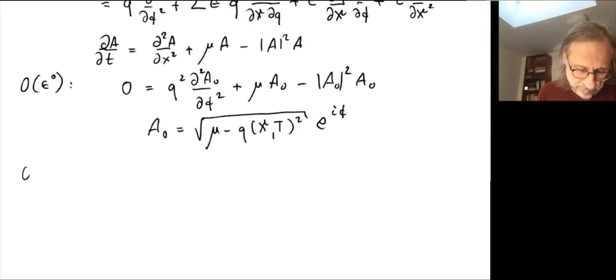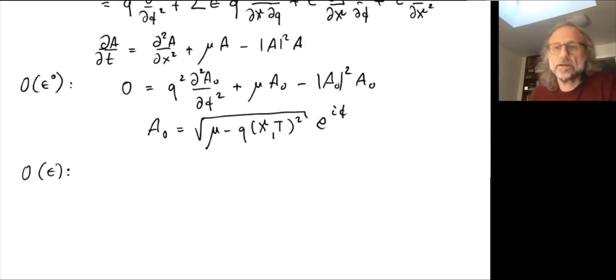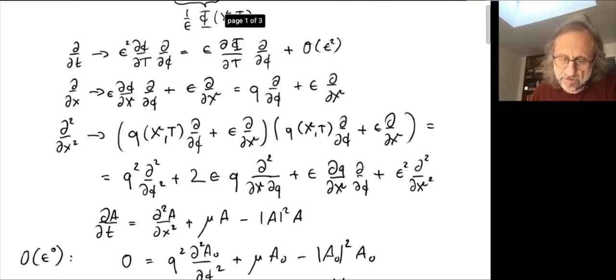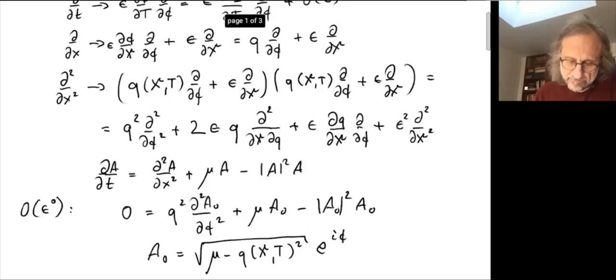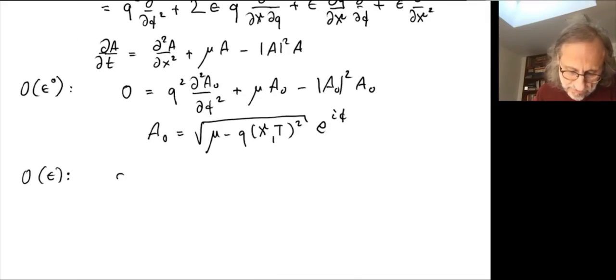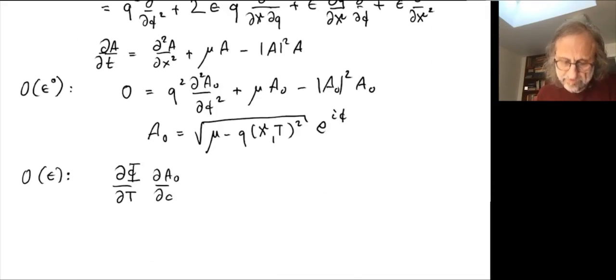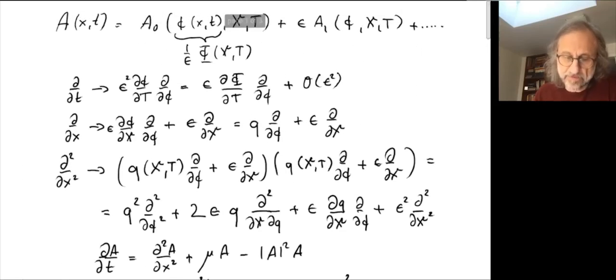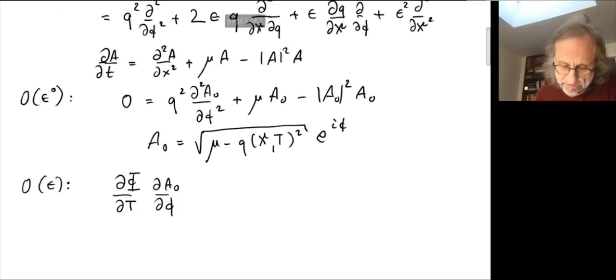Order epsilon. So now we have on the left hand side from the time derivative, we have d by dt of phi. Okay, let's put that down. So we now have d capital Phi by d slow time times dA0 by dφ. We don't have an A1 term because the time derivative has no order 1 contribution. So that's everything that's on the left hand side.